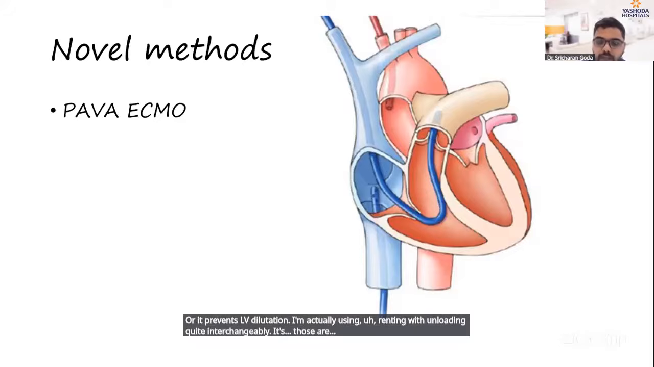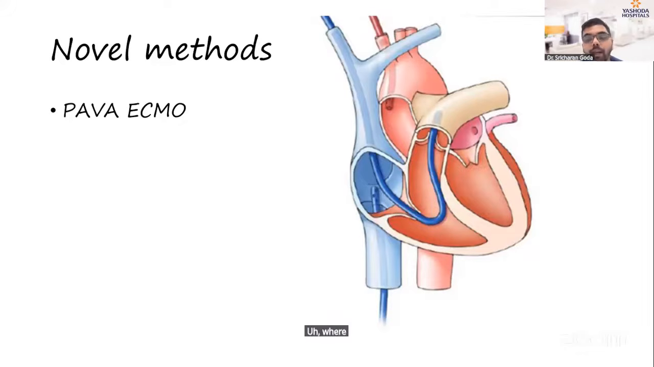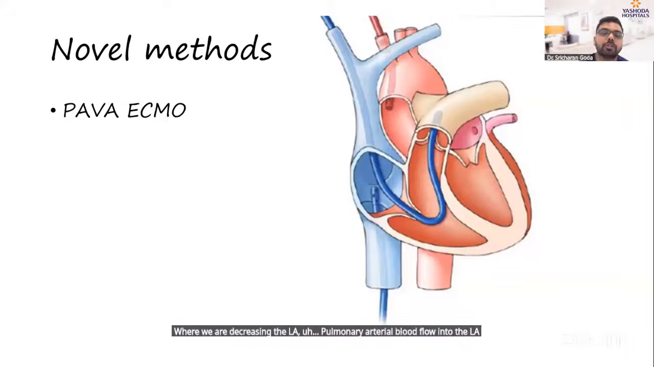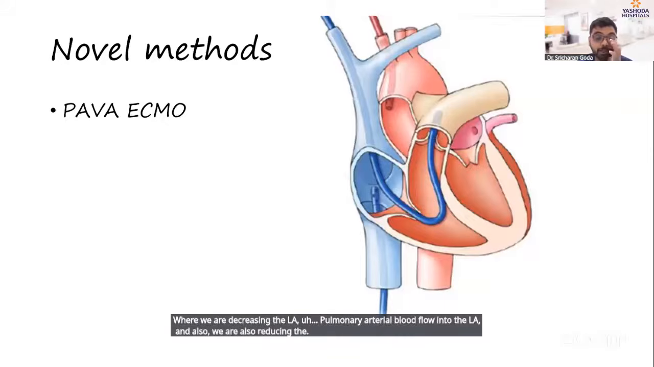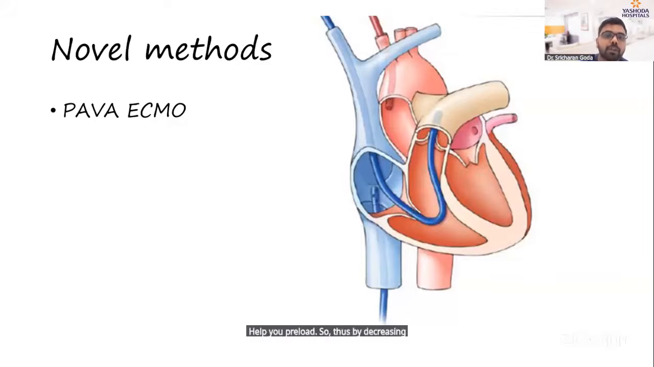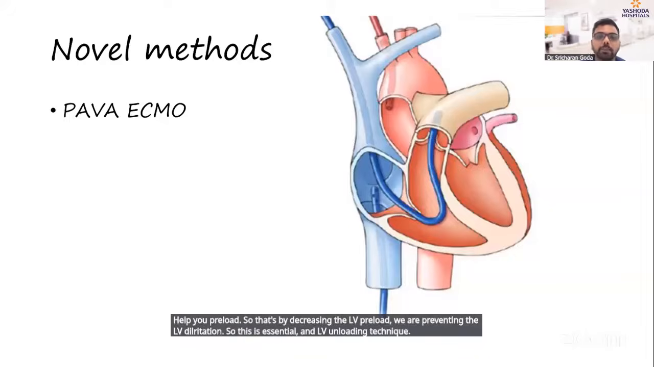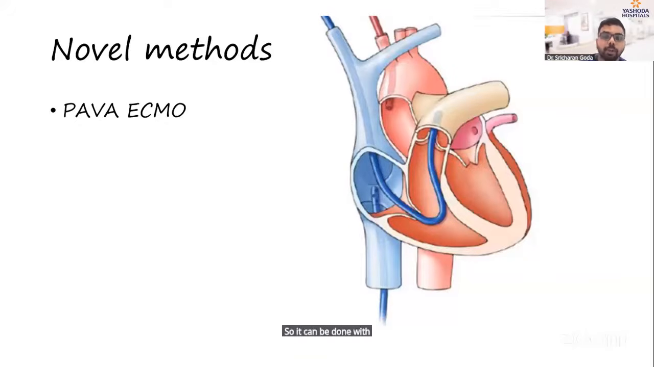Those should ideally be considered as different things. So if you are placing a pulmonary artery cannula, it is an LV unloading technique where we are decreasing the pulmonary arterial blood flow into the LA, and also reducing the LV preload. So by decreasing the LV preload, we are preventing the LV dilatation. So this is essentially an LV unloading technique. It can be done with a percutaneous technique or a surgical technique.